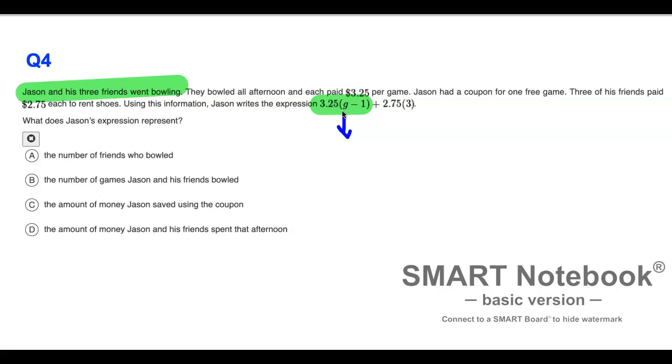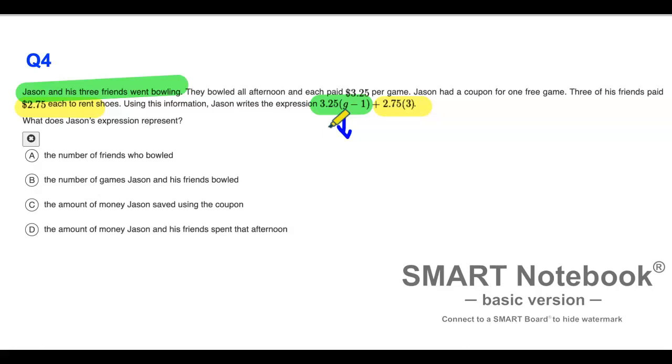Then if we look at the second part of the expression, the 2.75 times 3, we know from the reading that it costs $2.75 to rent shoes. And 3 of Jason's friends rented shoes. So the yellow part of the expression here is talking about the total cost they spent on shoes. So when we put it together, the green part is talking about the total amount of money they spent on games of bowling, and the yellow part is talking about the total amount of money they spent on shoes.